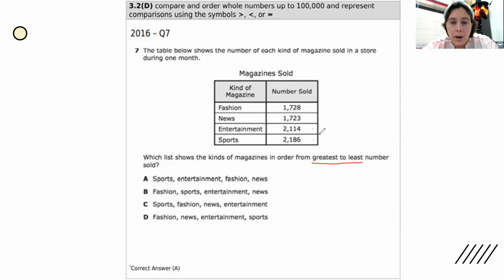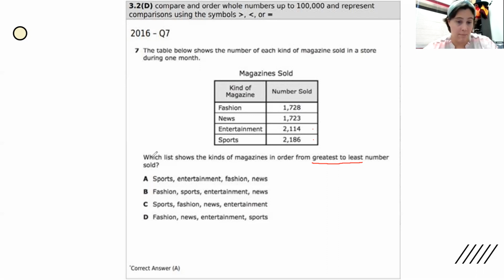Okay. Now I've already looked at the thousands place. Now I need to look at the hundreds place, which is the same as well. Well, then I just need to keep going over to the next one. Well, let's look here. Entertainment has a 1 in the tens place value, and sports has an 8 in the tens value. So based off of that, sports has the most numbers sold. So this would have to be first.